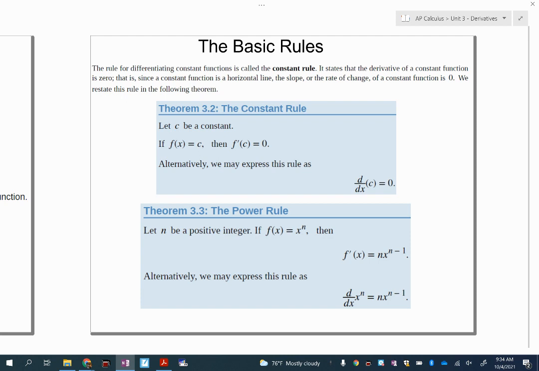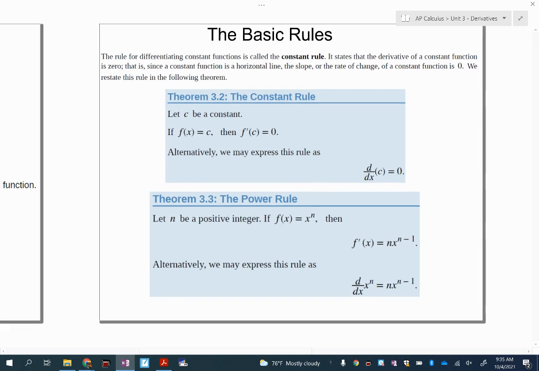All right, the power rule. This is the rule that I focused on when we were looking at some of these examples last Friday. So this says if you have a positive integer as your exponent, that is going to multiply, become the coefficient in front, and your positive integer exponent is going to be subtracted by 1. That's how we'll find the derivative of x to a positive exponent. We'll practice that very soon.